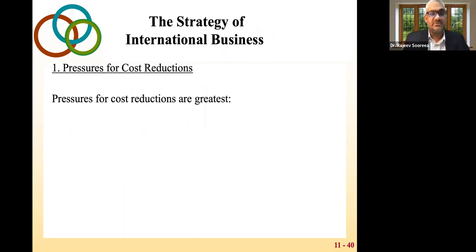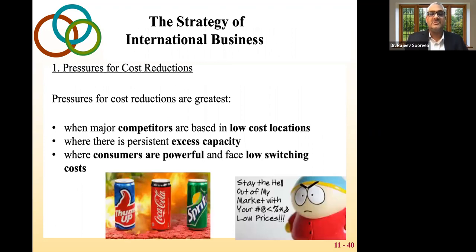So what are pressures for cost reduction? That is, you have a pressure to cut back on your cost. And these will be the greatest pressures when there are major competitors based in low cost locations, right? This is something important. If you have a lot of major competitors based in low cost locations in the world, then you will be faced with a need to cut back on your costs. Your cost reduction pressure is going to be very high. If there is persistent excess capacity, you will also be faced with a pressure to cut back on your costs.